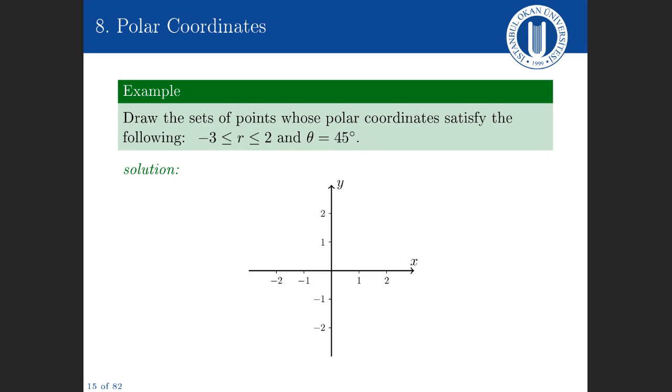Draw the set of points whose polar coordinates satisfy the following. R is between -3 and 2. Theta is equal to 45 degrees. This time I'm going to do the angle first. The line of 45 degrees looks like this.